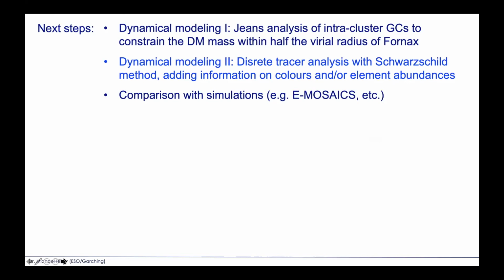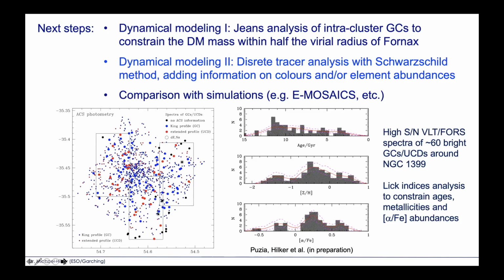And add also to this information the colors and element abundances, and finally comparison with simulations. I know that the E-MOSAICS simulations include globular clusters or star clusters in general, and the next generation of these models go also to Virgo and Fornax cluster-like galaxies. So to add the element abundances, we did some 60 globular clusters with very high signal-to-noise with FORS, and we preliminarily analyzed those, and you can get even an age distribution, a metallicity, and an alpha-over-iron abundance distribution, which might be then very interesting to connect to the whole assembly history.